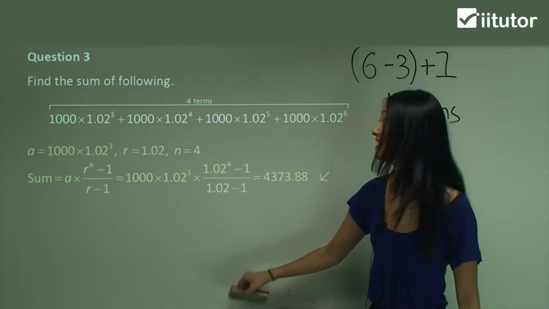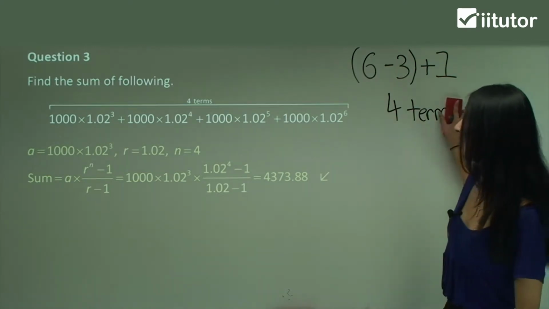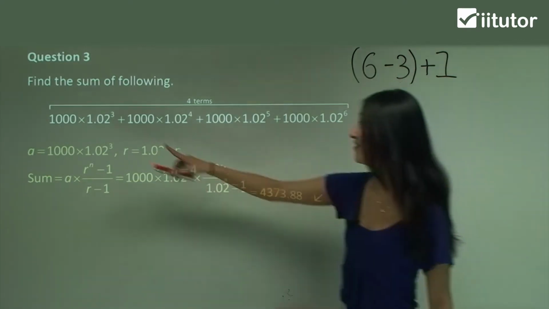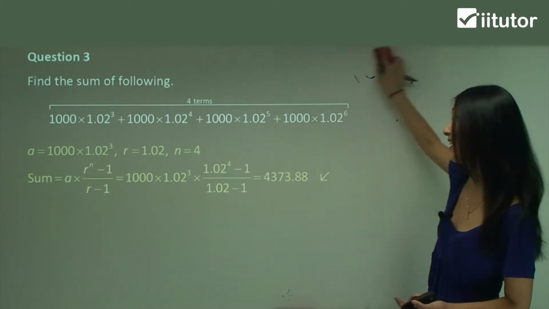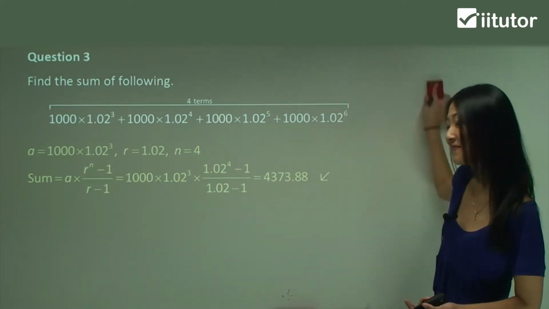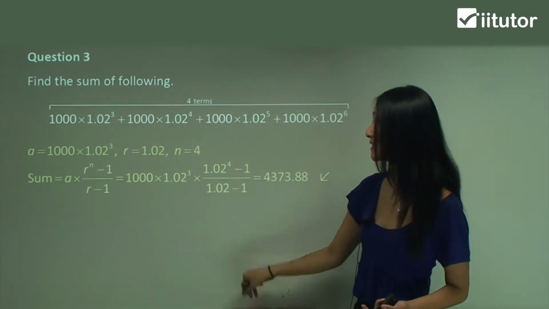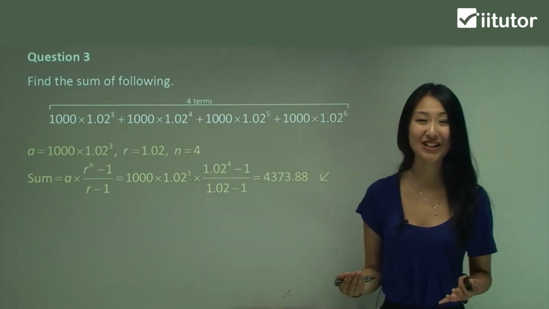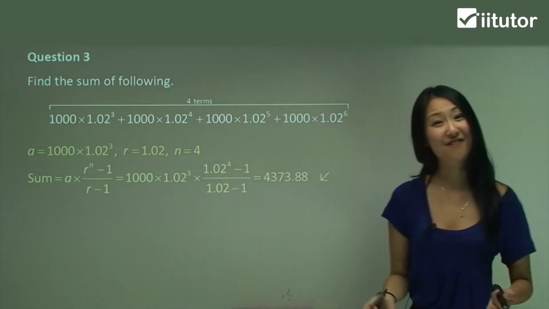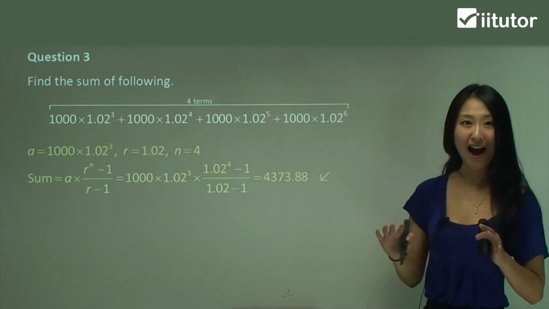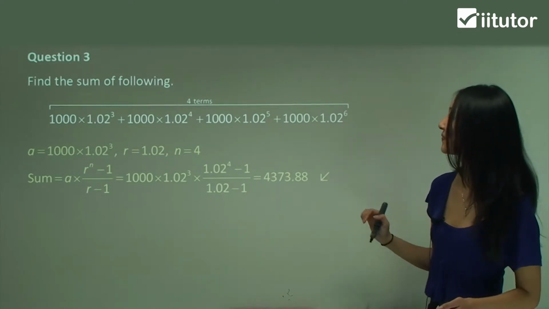4,373.88 there. So remember, although usually we just have this number up the front as our first term, we have to always consider what the ratio is going to be. And that tells us, because the ratio was only 1.02, then that whole thing must have been our first term. So it's always good to keep your eye out for these little details.